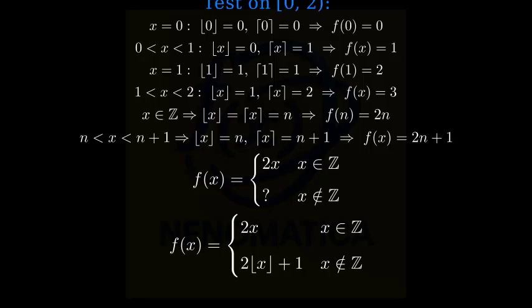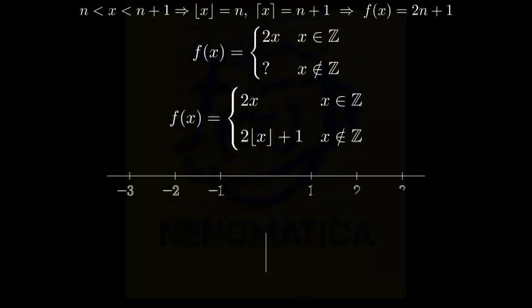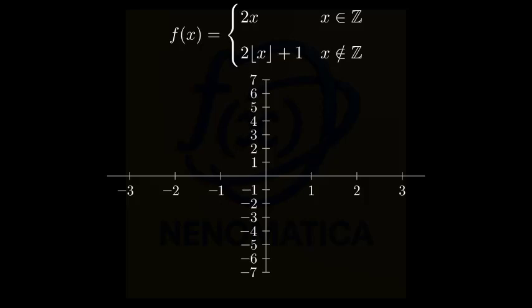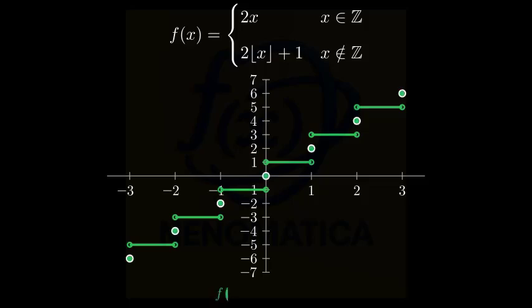Let's draw the graph over a few integers. We'll use the x range from -3 to +3. For each open interval from n to n plus 1, we draw a horizontal segment at height 2n plus 1 with open circles at both ends. At every integer x equals n, we place a filled dot at 2n.